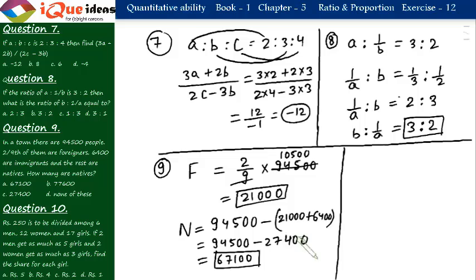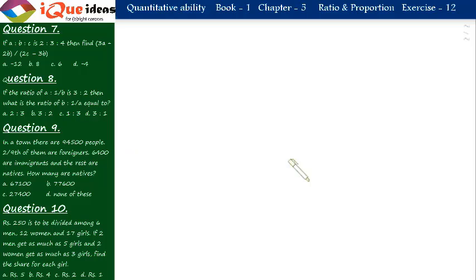It says rupees 250 is to be divided among 6 men, 12 women, 17 girls. If two men get as much as five girls and two women get as much as three girls, find the share of each girl. So for this question, let's assume that the share of a man is M, the share of a woman is W and the share of a girl is G. The relation given would be 2M equal to 5G. So that means we have M is to G equal to 5 is to 2.